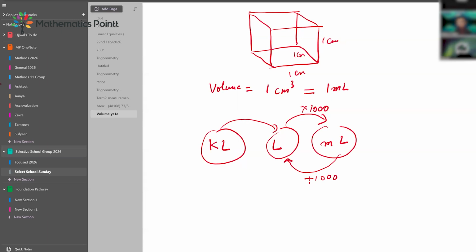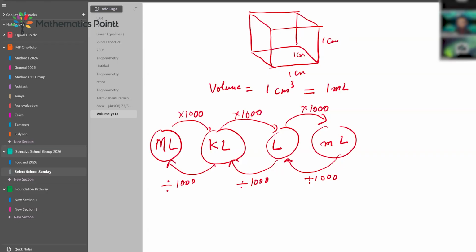Similarly here as well, 1,000, and when you convert back, you divide by 1,000. There's another unit called megaliters. The M is capital. For the mils, the M is small. So the megaliters also has pretty much the same relation. It's easier to remember because you're just dividing stuff.